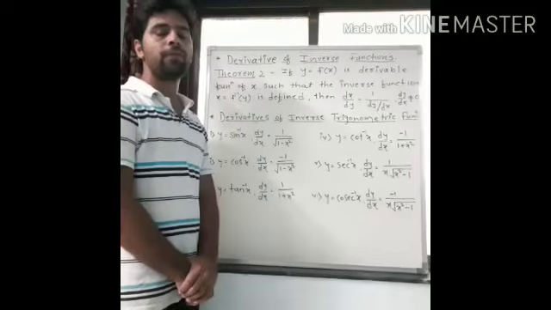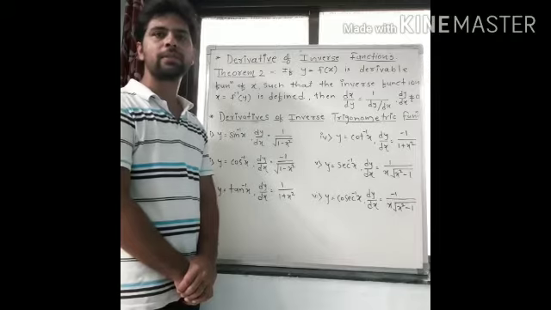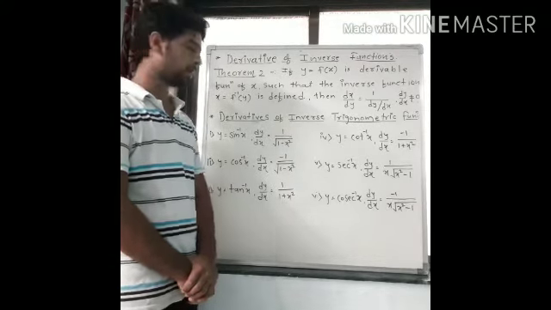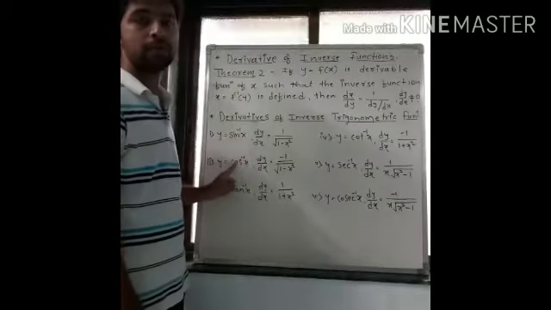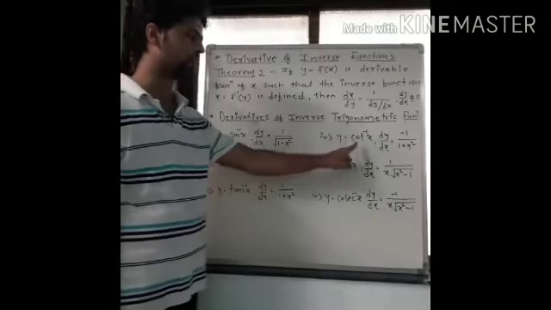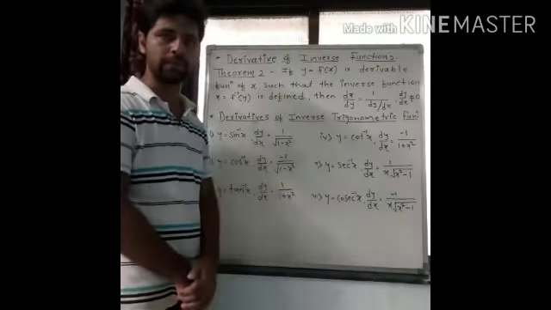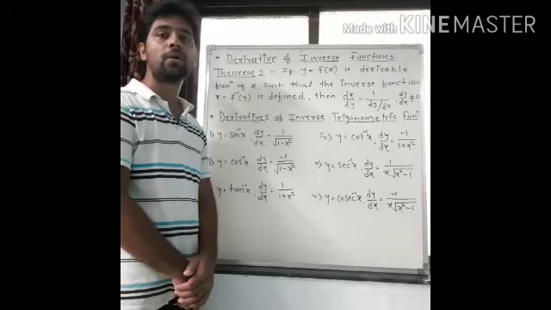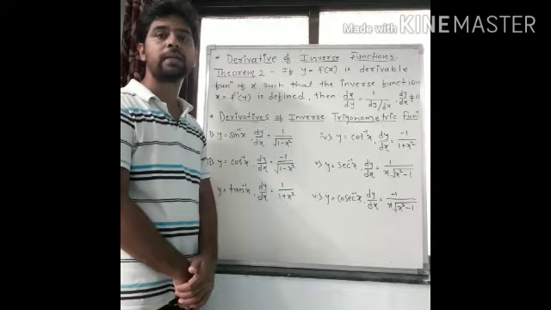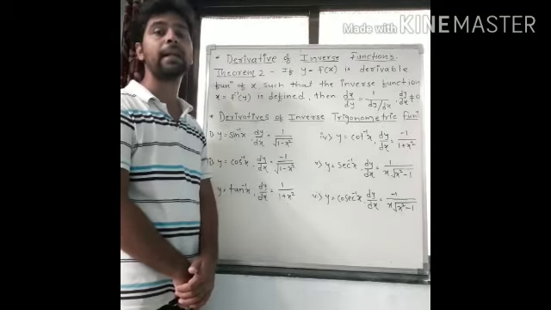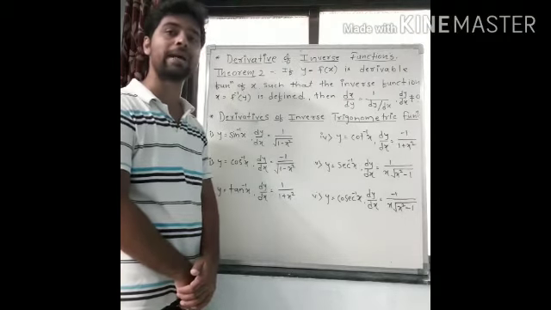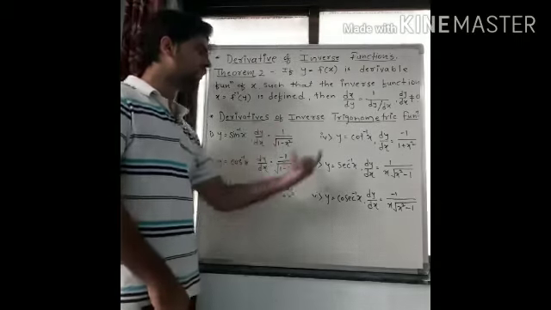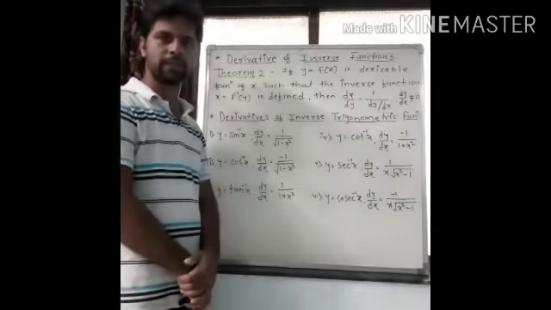Now we know there are 6 trigonometric functions, so obviously we will have 6 inverse trigonometric functions, like y equal to sine inverse, cos inverse, tan inverse, cot inverse, sec inverse and cosec inverse. If derivatives of sine, cos, tan, cot, sec, cosec exist, then obviously derivatives of their inverses also exist. So let's see one by one the derivatives of inverse trigonometric functions.